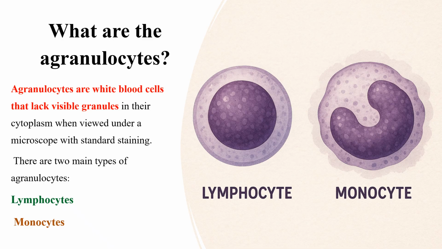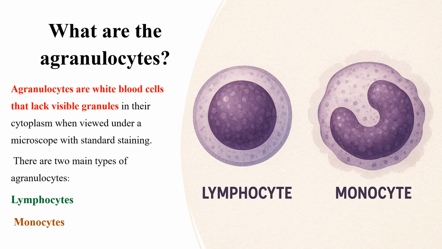So what exactly are agranulocytes? Agranulocytes are a specific category of white blood cells that have one key distinctive feature. They lack visible granules in their cytoplasm when we observe them under the microscope using standard staining techniques. This is actually where their name comes from, meaning without granules, referring to the granule-containing cells. Unlike their counterparts, granulocytes, these cells have a much cleaner, smoother appearance in their cytoplasm.